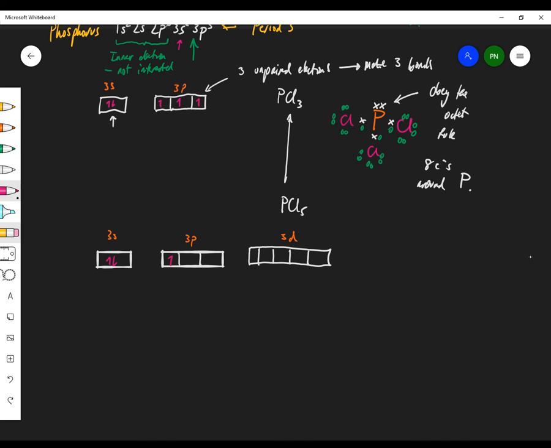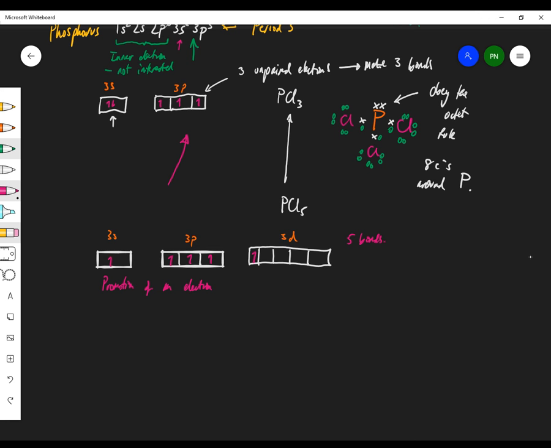3s2, 3p3. Now in this format, obviously you can make 3 bonds, because this is what we've done up here. But now I'm going to sneakily get rid of this electron here, and move it up to here. This is known as promotion, the promotion of an electron. Now look, if we count the unpaired electrons now, there are 5. So this would imply phosphorus can make 5 bonds.